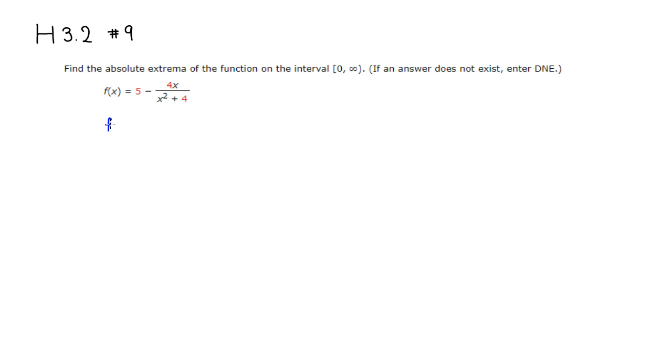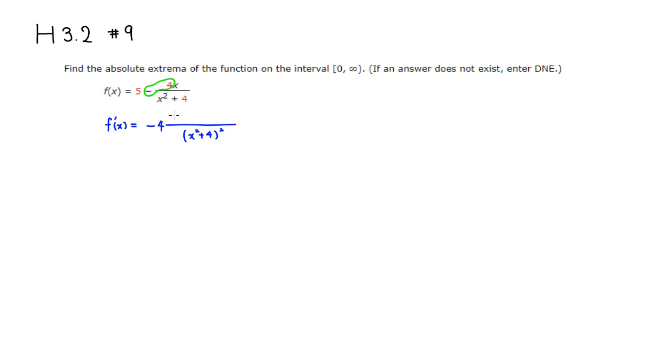So f prime of x is equal to, the derivative of 5 is 0, so I'm not going to write that down. And then we're going to use the quotient rule to find the derivative. So it's going to be negative, then square the denominator, so we have x squared plus 4 squared. Actually, I'm going to pull the 4 out as well, so I'm going to put 4 in front so that we don't have to worry about it. So I've already pulled out the constant multiple negative 4, and I'm just taking the derivative of x over x squared plus 4.